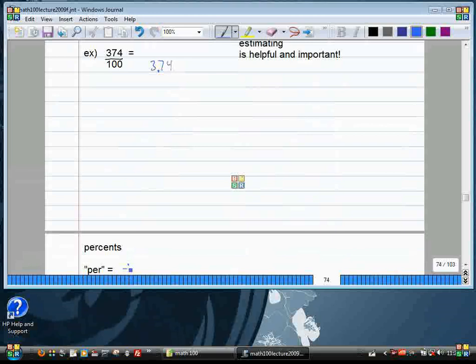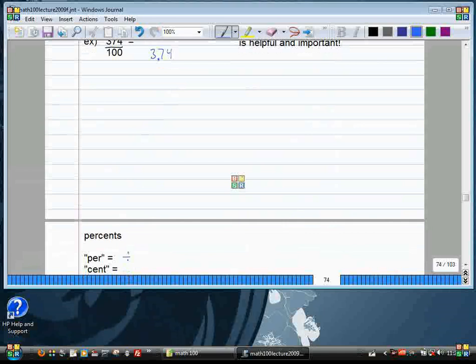Cent. Yes, in English this is a penny. But what does this mean in other languages? If you say it in French, cent is 100. And what is it in Spanish? Cien. Okay. So it's the same thing. If you say percent in Spanish, it's para cien. So all percent means is divided by 100.